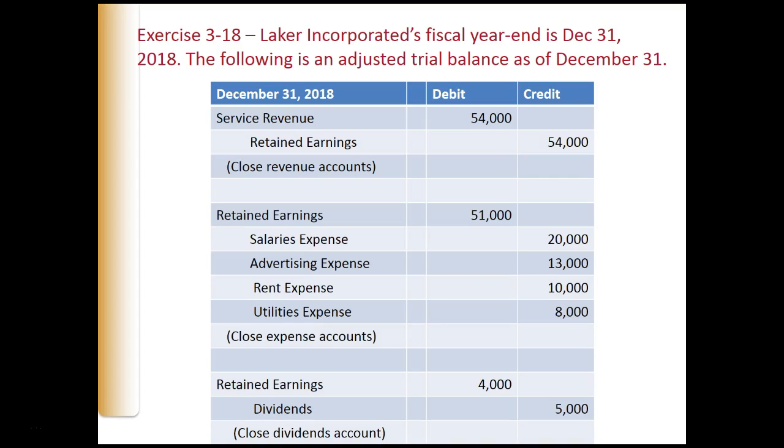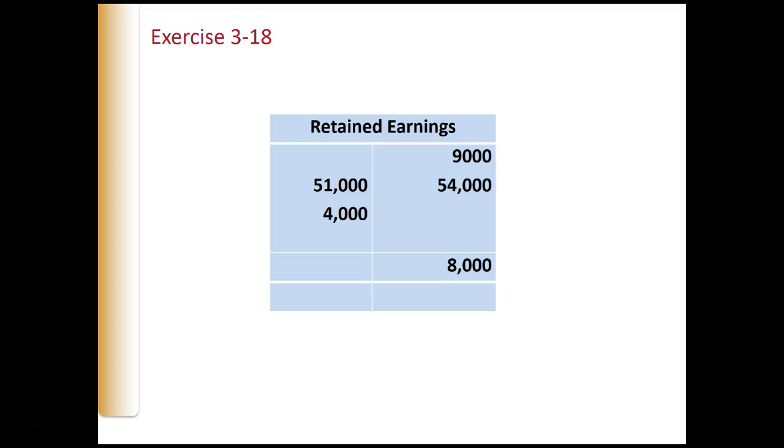We do the same with our dividends. To close those out, we are going to credit dividends. They have a normal debit balance. We credit our dividends, and we then debit retained earnings to close out dividends. The balance in retained earnings will end up at $8,000.